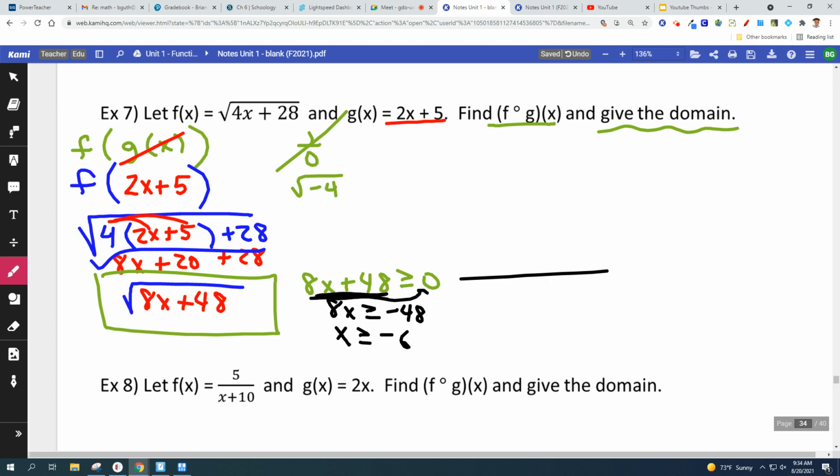I think the best way to look at it is look at a number line. If you were going to graph this on a number line, it's going to look something like this: filled in circle on negative 6, arrow to the right towards infinity. So just think about the interval for that chunk right there. That's the domain. The domain is bracket negative 6 to infinity.